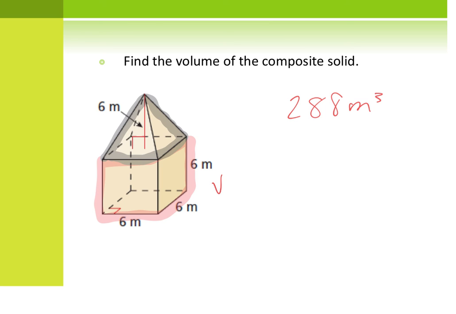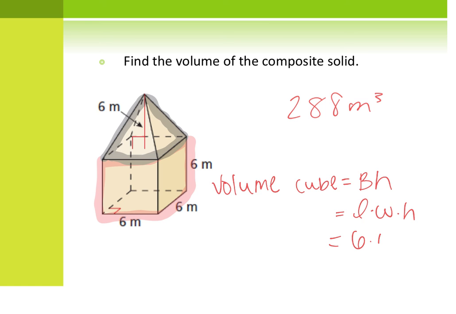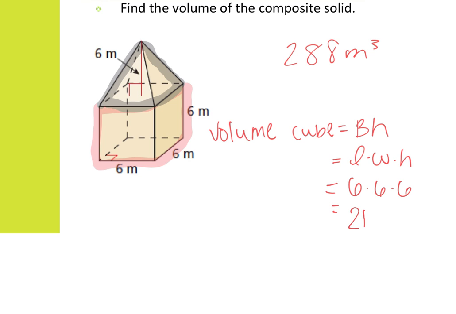Add them together. Did anyone find the volume of the cube? Savannah? Isn't it 216 meters cubed? It is. How'd you get that? I multiplied length times width times height. Yep. And you got 6 times 6 times 6, which gave you 216 meters cubed. Excellent. Savannah is correct. That is the volume of the cube.